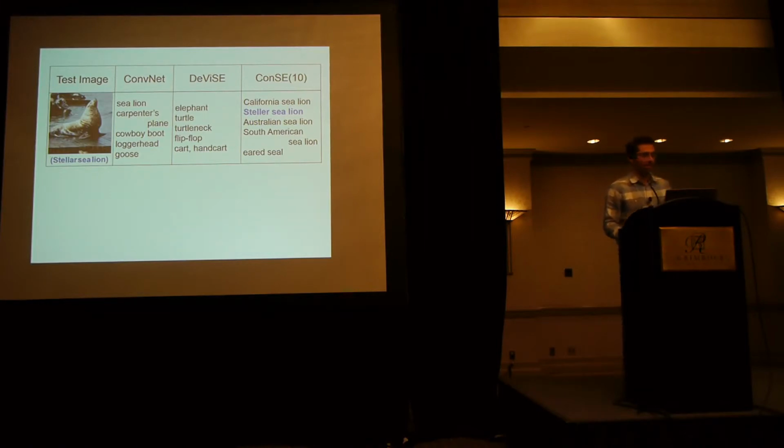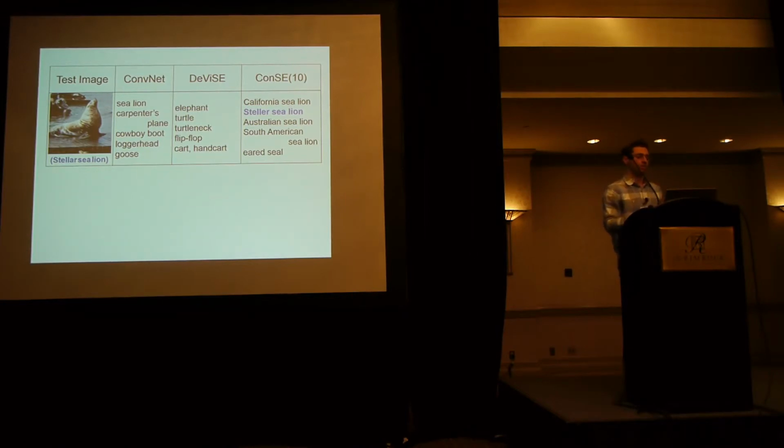Now I'm showing some qualitative results. Here is a stellar sea lion. I don't know the difference between different types of sea lions. So if I see this image, I would probably name all of different types of sea lions. And this is what ConSE 10 does. So it names all different subspecies of sea lions, and it gets it right.